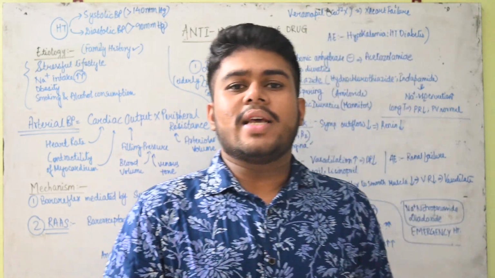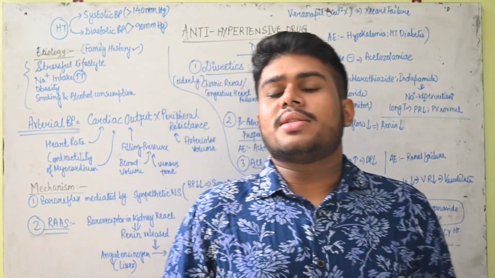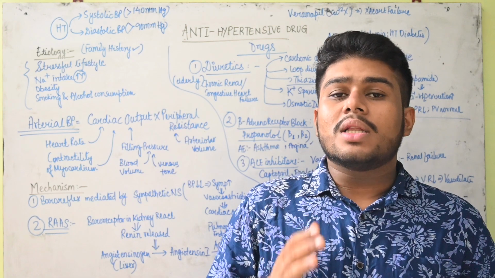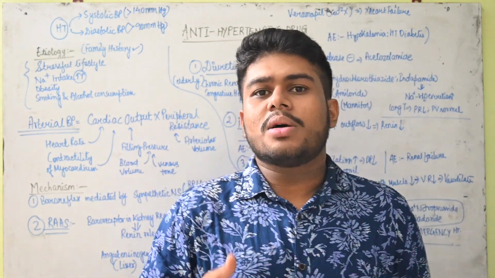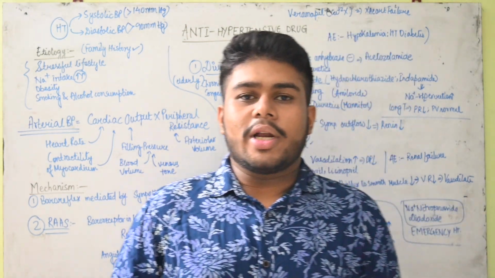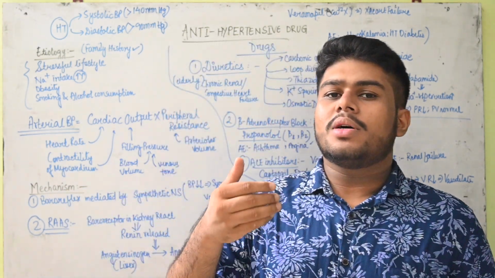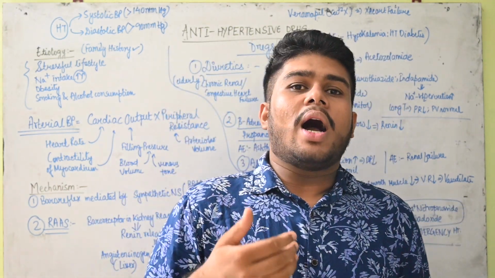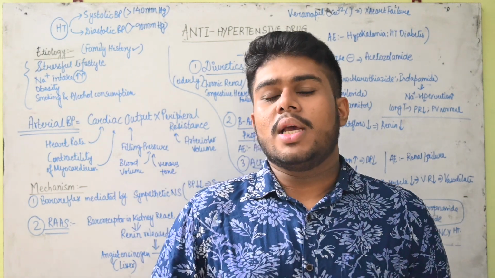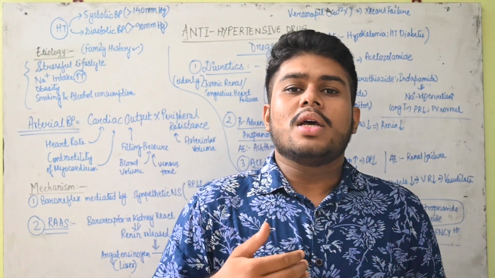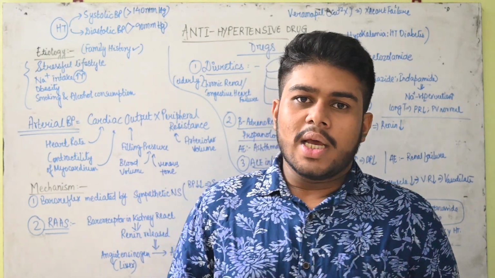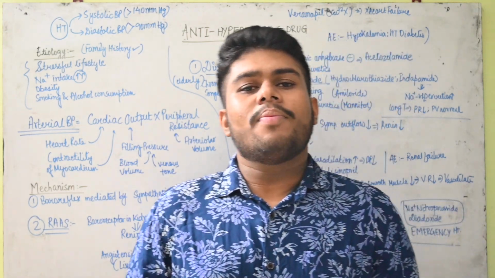We can say that there is hypertension when, consistently, we measure the blood pressure via a sphygmomanometer and find that the systolic blood pressure is always greater than 140 mmHg and the diastolic blood pressure is always greater than 90 mmHg. In that condition we call it hypertension.